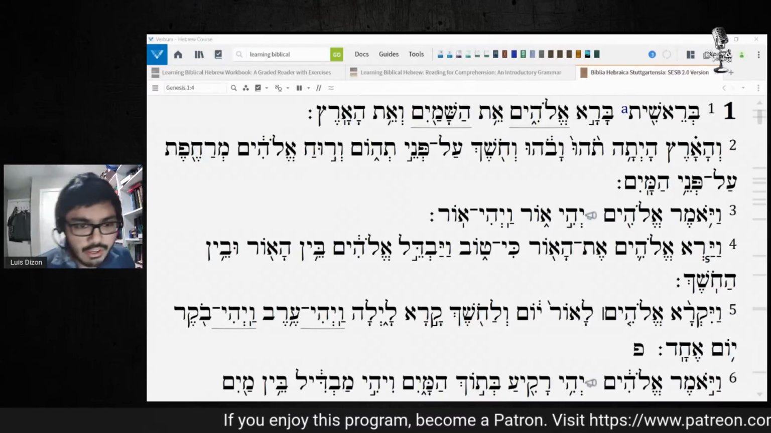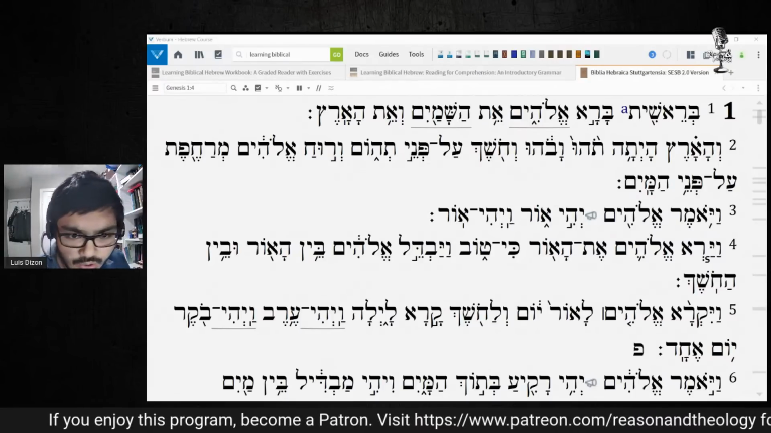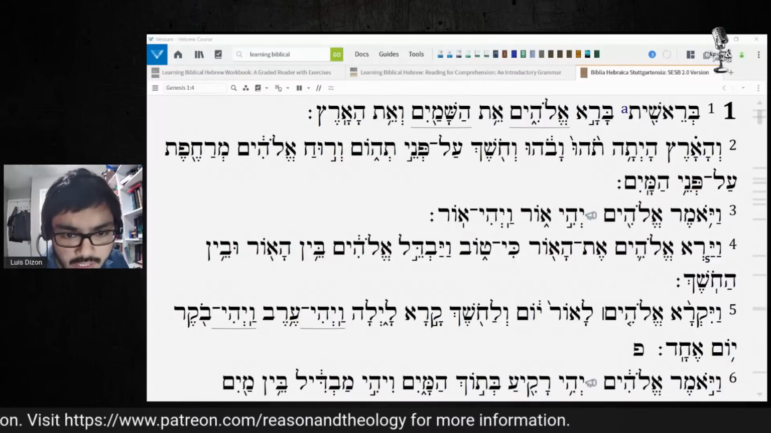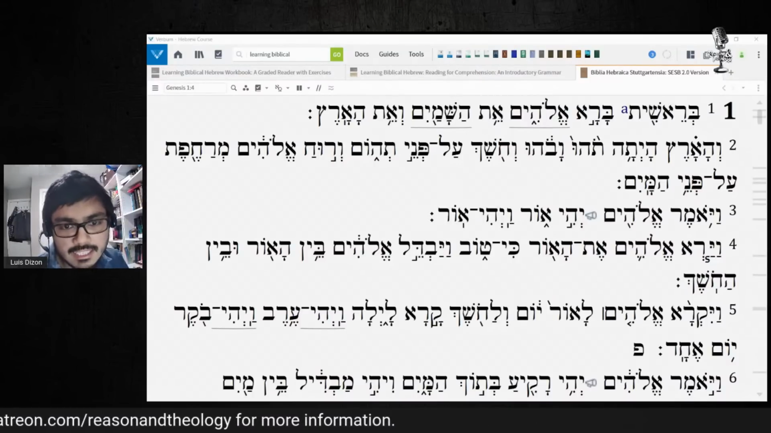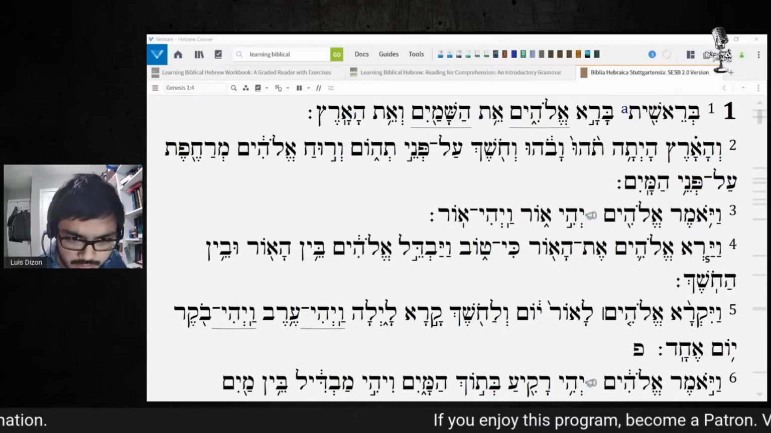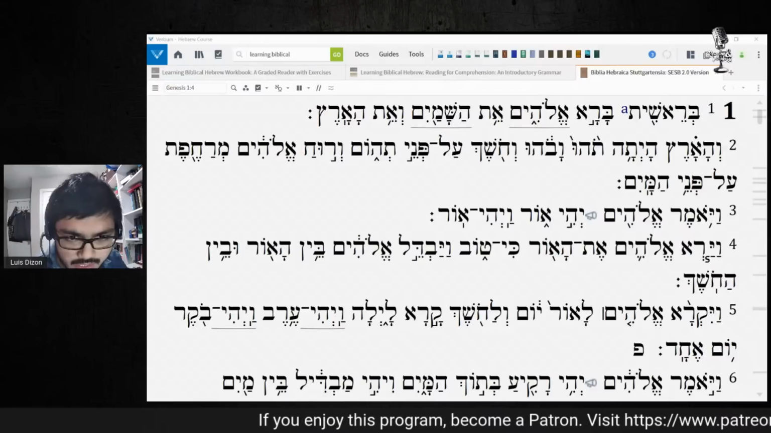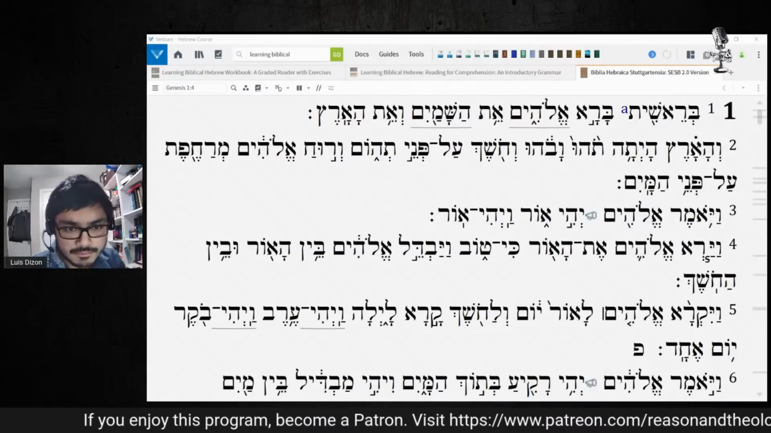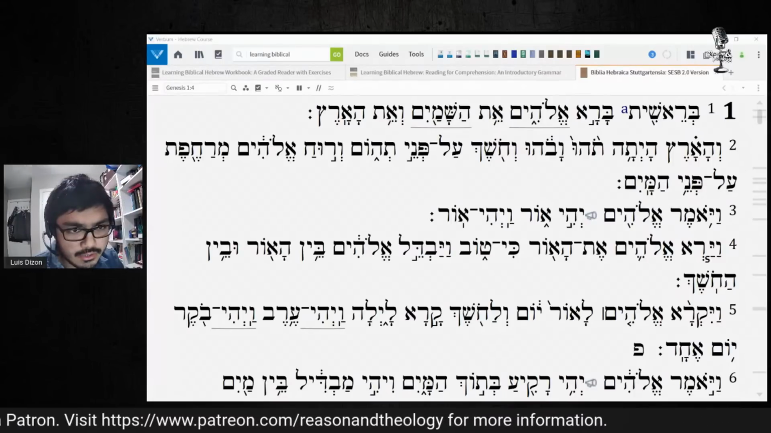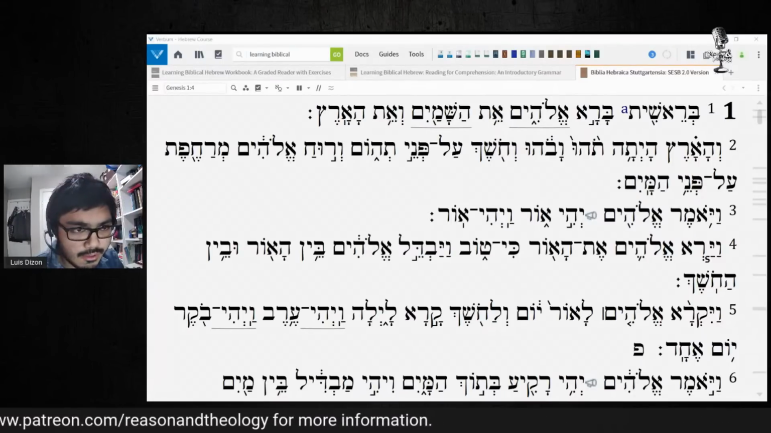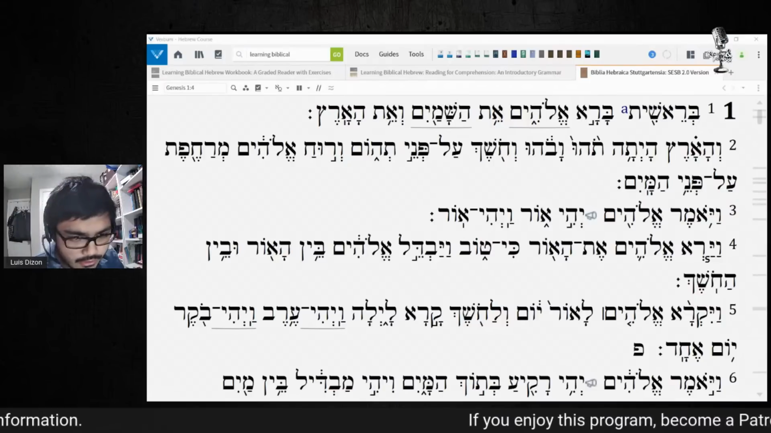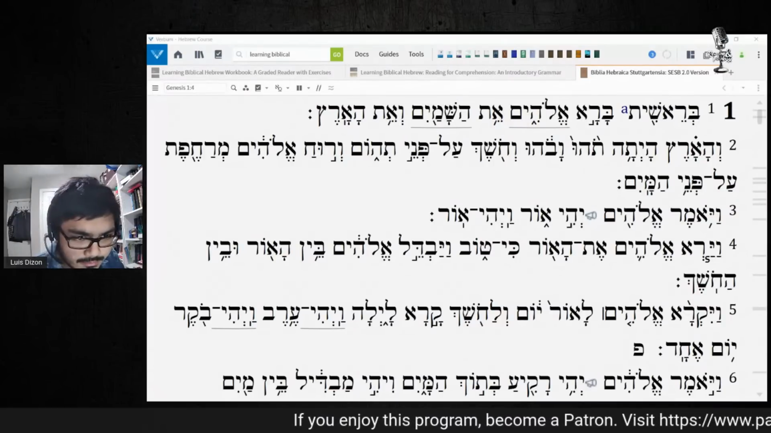Now verse 3. Vayomer Elohim, Yehi or, Vayehi or. Note that Hebrew frequently has what we call a VSO form. That stands for verb, subject, object. Frequently the verb comes first in the sentence before the noun. Actually, that's the case here too. Notice that bara, the verb, comes before Elohim, the subject. Again, Vayomer comes before Elohim, which is the subject of Vayomer.